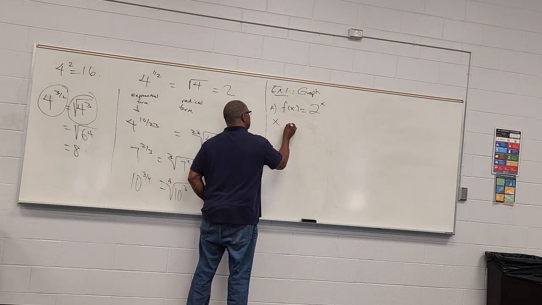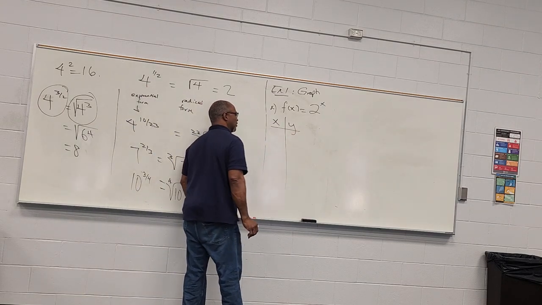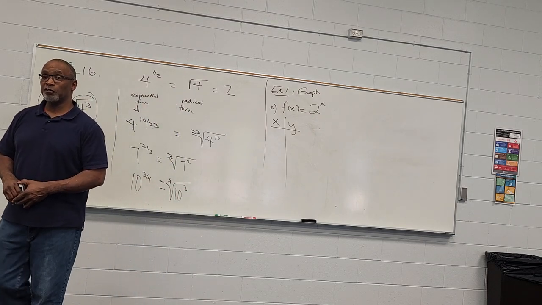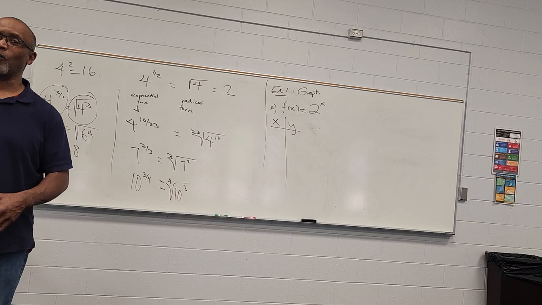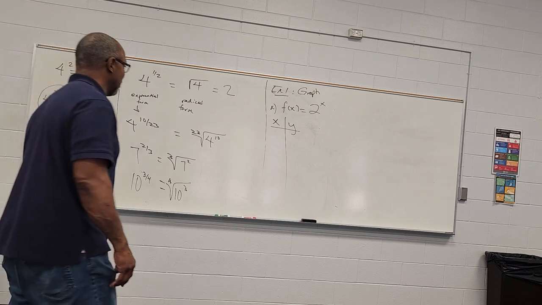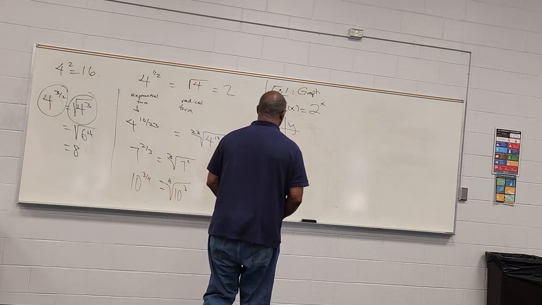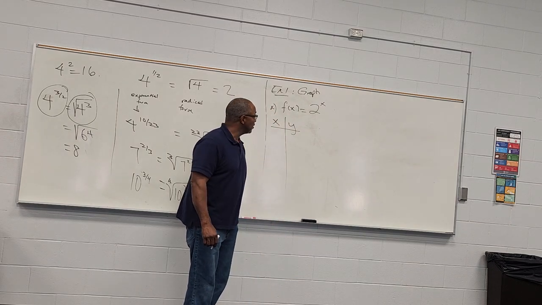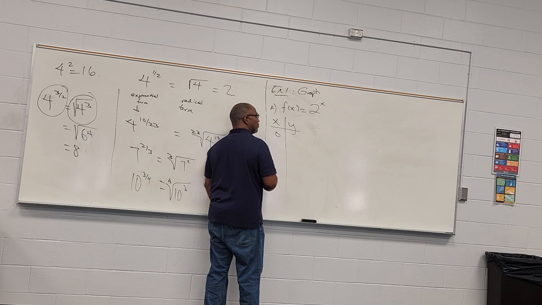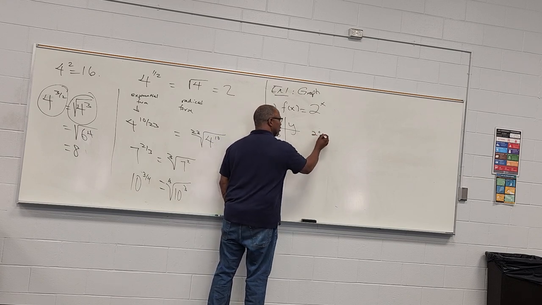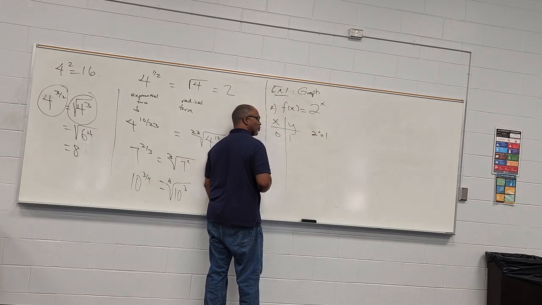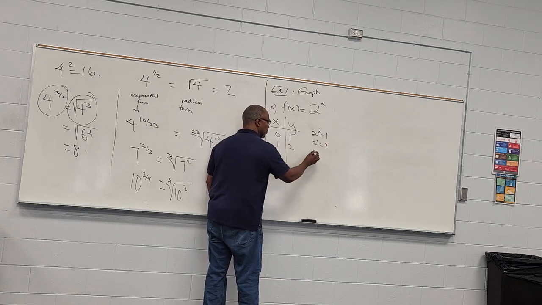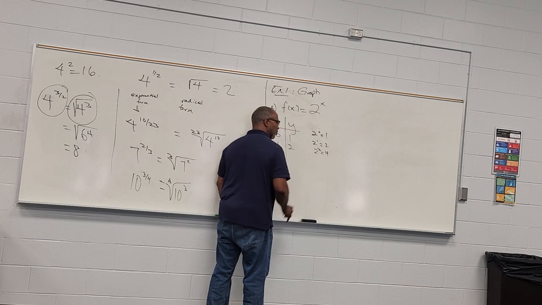Well, you can use a t-chart. A t-chart will graph any function that exists if you get enough points and the right points. Choose x, plug it in the function, get the y. So, if x were 0, 2 to the 0, you can do it on the side if you want. Anything to the 0 power is 1. When x is 1, 2 to the 1 power, that's 2. When x is 2, 2 squared, that would be 4.